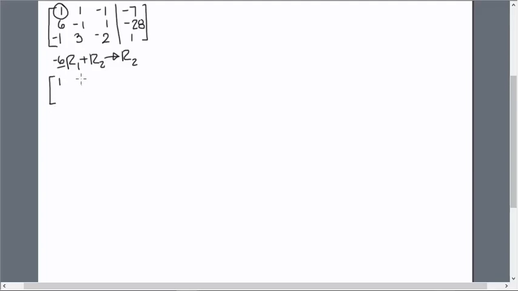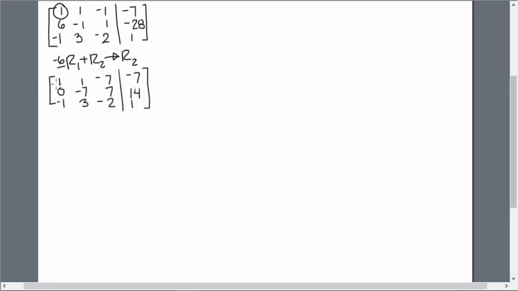So the first row is not going to change. The second row is going to become -6 times this plus this, 0. -6 times this plus this is -7. -6 times this plus this is +7. -6 times this plus this is 14. And row 3 does not change: -1, 3, -2, and +1.